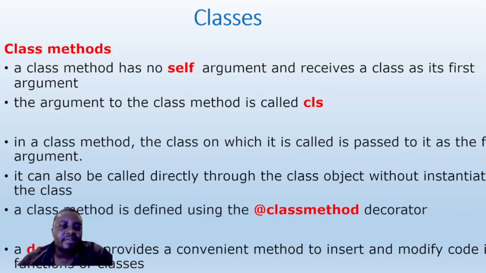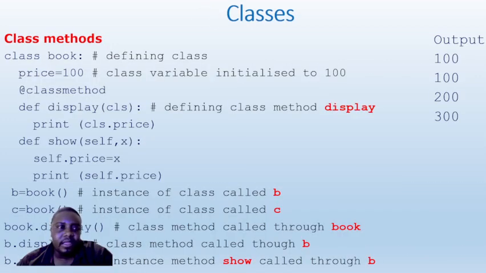A class method is defined using the classmethod decorator. A decorator provides a convenient method to insert and modify code in a function and/or classes. So this is an example of code which you can use, for example class Book. We have a price as a class variable initialized to 200. So now you define display(cls), defining a class method to display, and you can print the price like that.